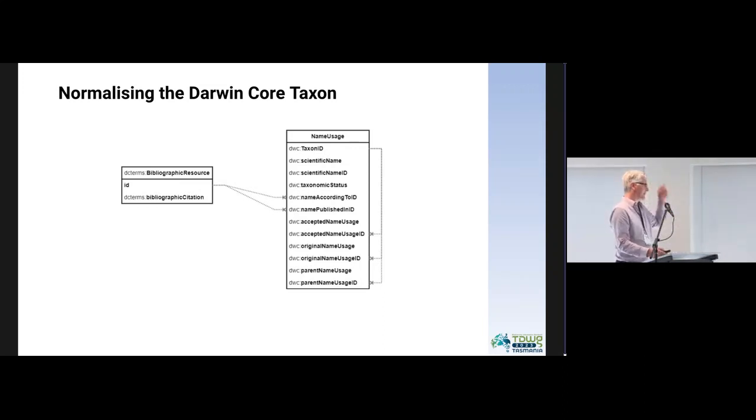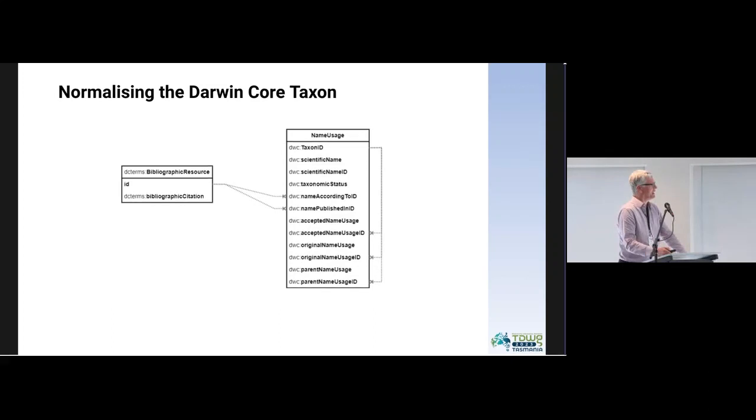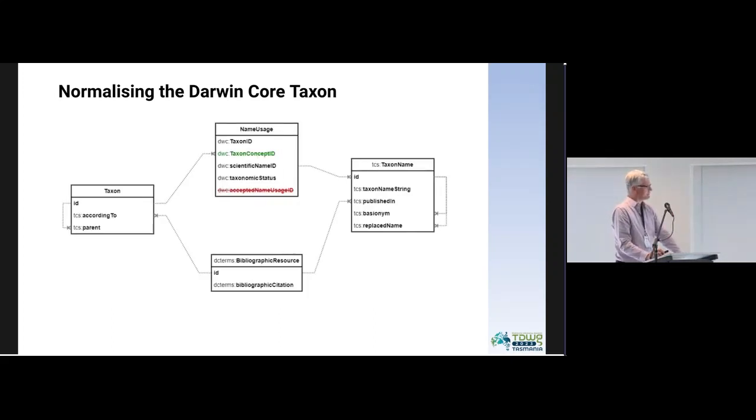Because that already splits off the references, because you can't really work with references in Darwin Core if you just have associated references. So you split off the name and the taxon. So apart from the properties that moved, you see also that I crossed out the accepted name usage and replaced that with a taxon concept ID. That's also a property that's available in Darwin Core already. And the accepted name usage ID is really meant to link to a taxon ID in Darwin Core, or Darwin Core taxon ID. And the taxon concept ID is really meant to reference external taxon concepts.